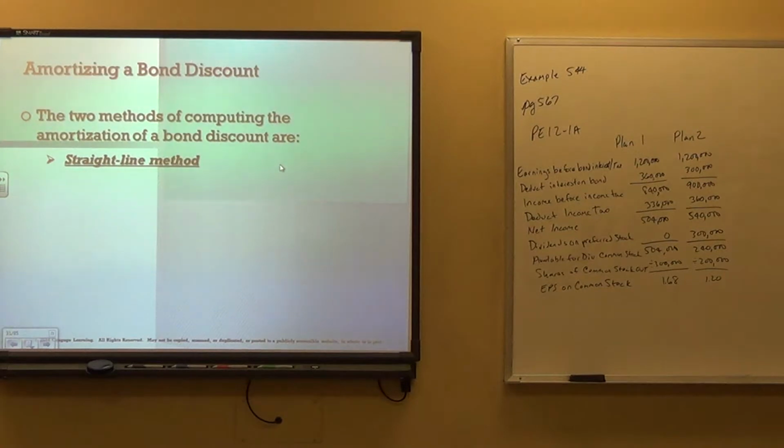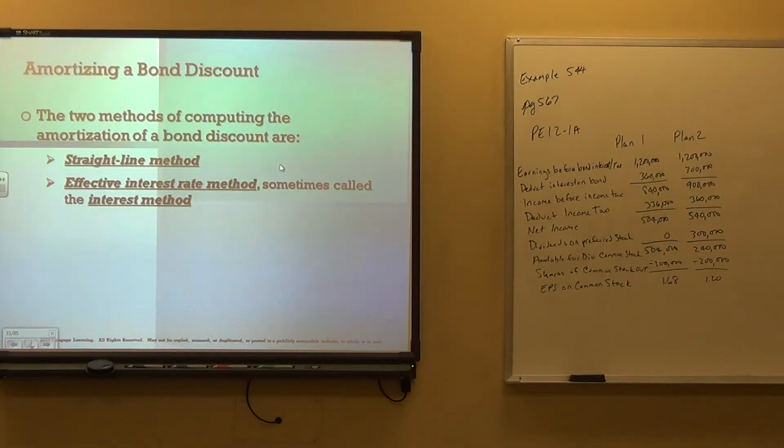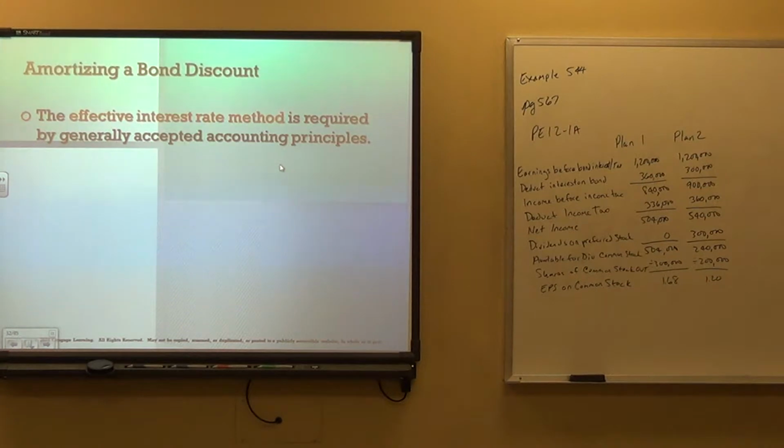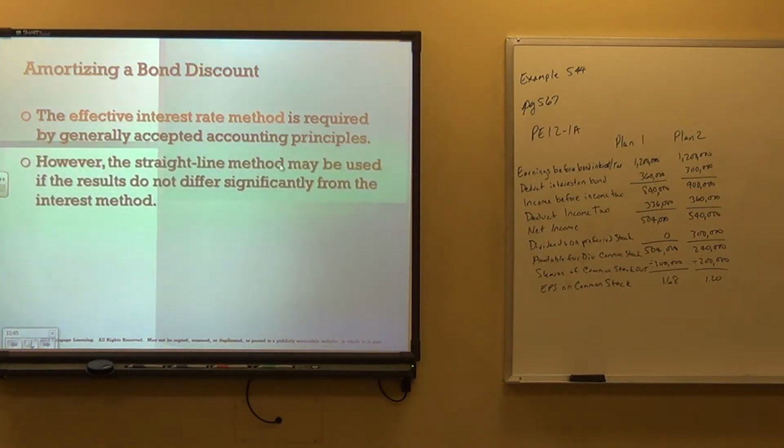So there's a straight line method, which we talked about in previous chapters. I think that was chapter 8, something like that. And then we have the effective interest rate method, which is sometimes called the interest method. We'll take a look at what that means here. Both methods amortize the same total amount over the life of the bonds. So it just depends on the percentage we're using or just a straight line. The effective interest rate method is required by GAAP, but the results do not differ too much. Straight line obviously is a lot easier, real simple, divide by how many years, and boom, it's done.